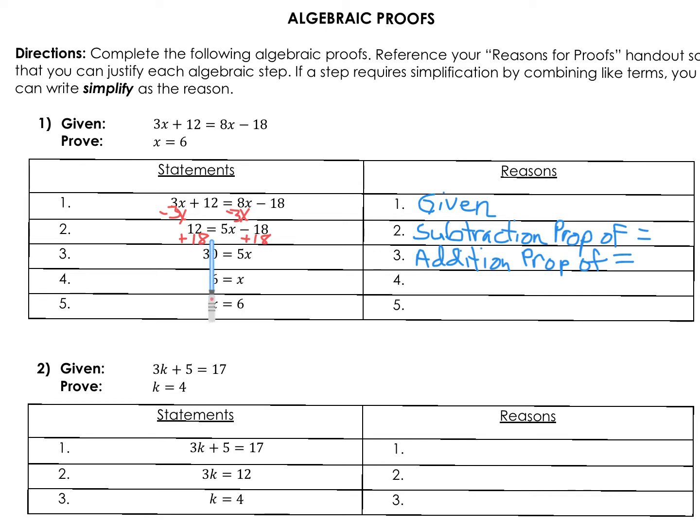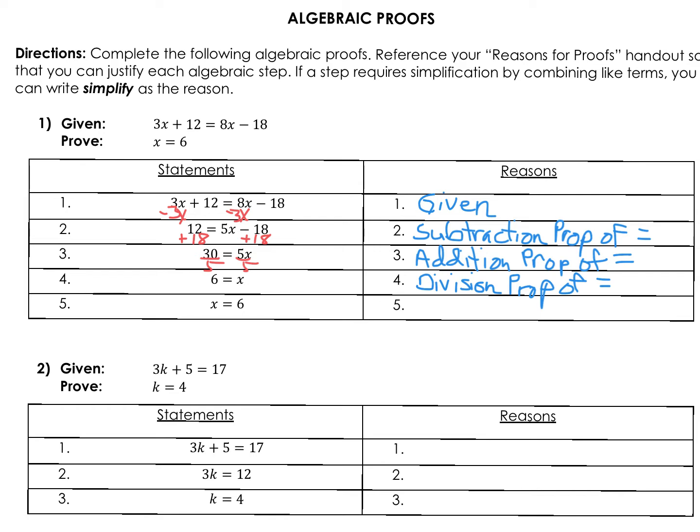And then to go from this statement to this statement, we went from 5x to x and 30 to 6. To get there, we must have divided by 5, which is the division property of equality.